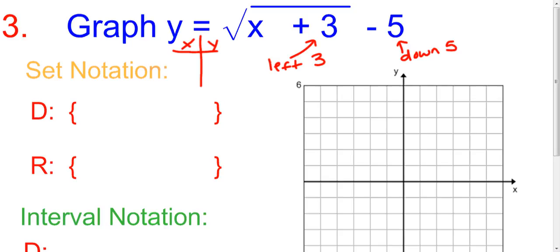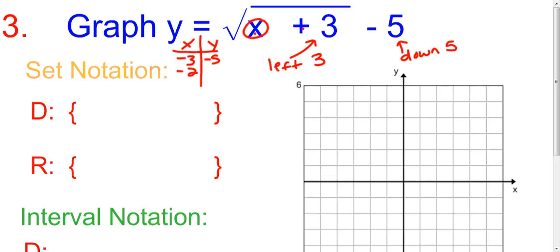Now, we have to be strategic because underneath that radical symbol, we cannot have a negative number. The smallest number we can have underneath that radical symbol is a 0, which means the smallest number that x can be is -3, because -3 plus 3 makes 0. The square root of 0 is 0, and then if I subtract 5, I get -5. Okay? Let's say I want to take the square root of 1. So what number plus 3 would make 1? I'm going to go to -2.